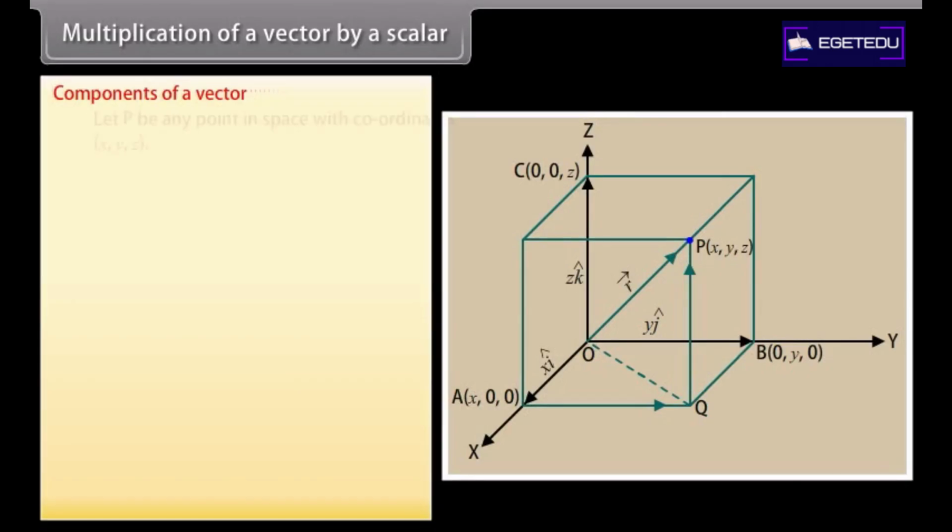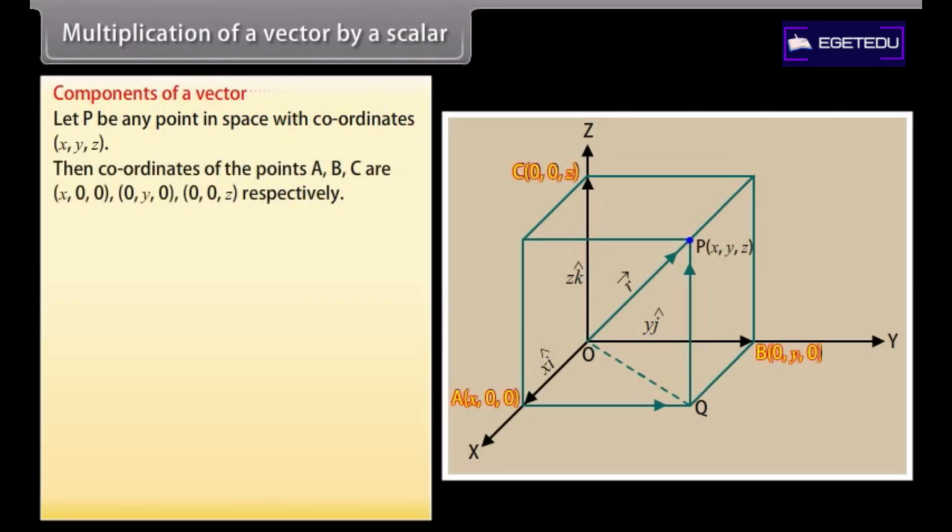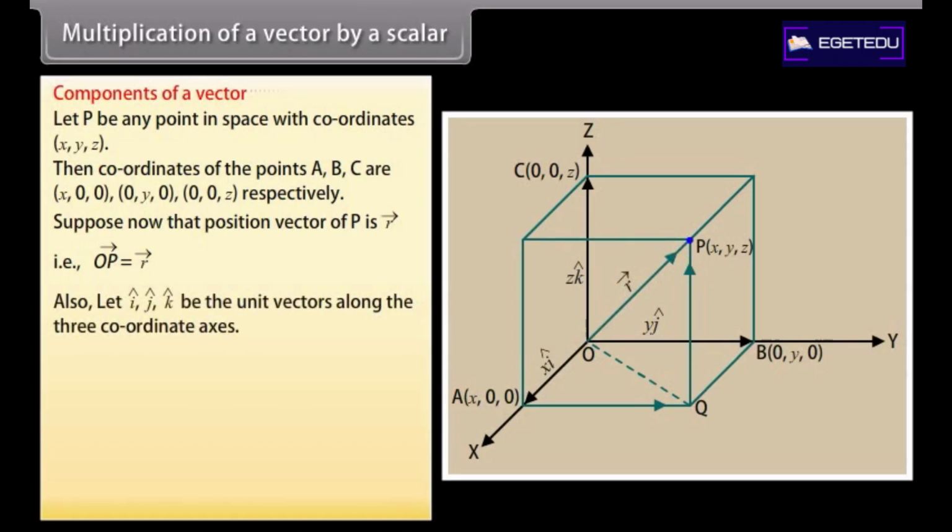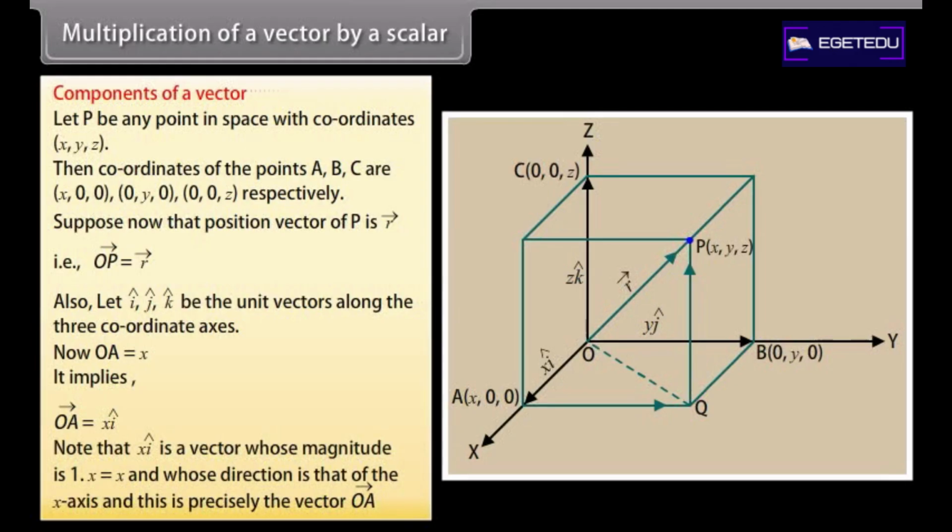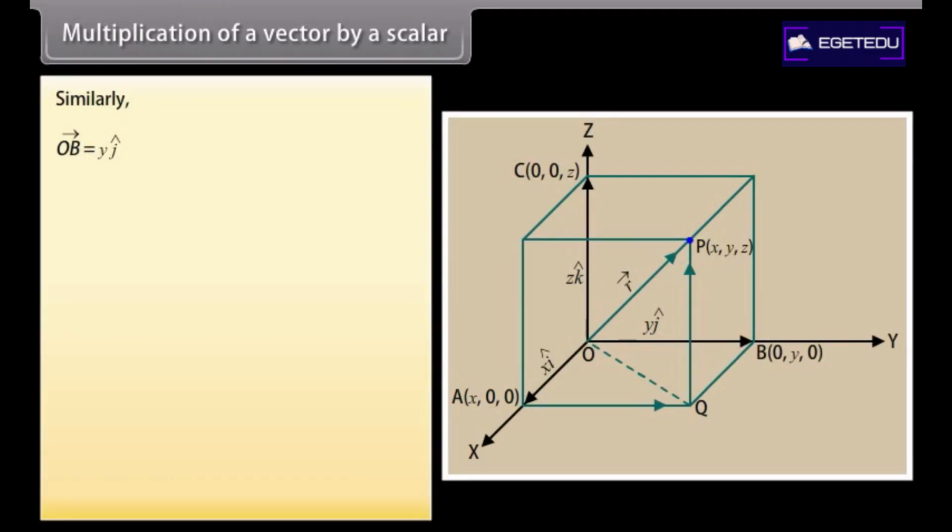Components of a vector. Let P be any point in space with coordinates x, y, z. Then coordinates of the points A, B, C are (x, 0, 0), (0, y, 0), (0, 0, z) respectively. Suppose now that the position vector of P is vector r, that is, vector OP equals vector r. Also, let cap i, cap j, cap k be the unit vectors along the three coordinate axes. Now OA equals x, which implies vector OA is equal to x cap i. Note that x cap i is a vector whose magnitude is 1 into x equals x and whose direction is that of the x-axis, and this is precisely the vector OA. Similarly, vector OB is equal to y cap j. Vector OC is equal to z cap k.